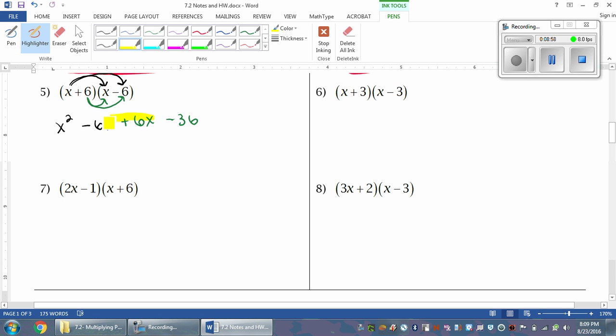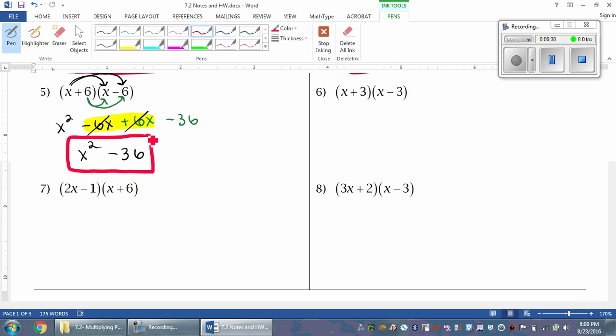Just like the last couple examples, we can combine like terms. Now, when we combine this, the biggest mistake is people think that negative 6x plus 6x is still an x. Absolutely incorrect. Negative 6 plus 6 is 0. So they cancel each other out. You do not drop down an x. The only thing I drop down is x squared minus 36. Again, please pause the video and complete number 6. When you're ready to check your answers, please press play.